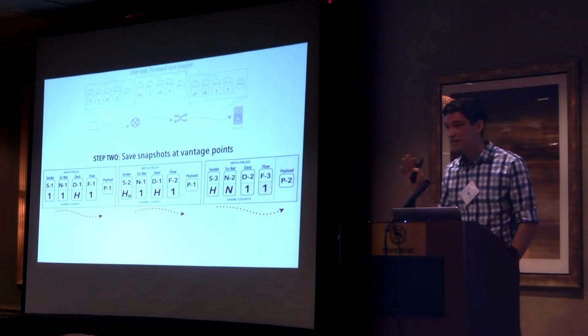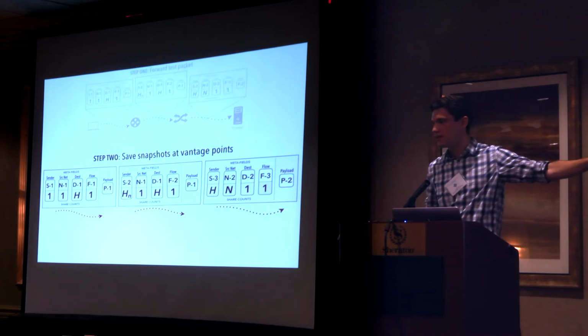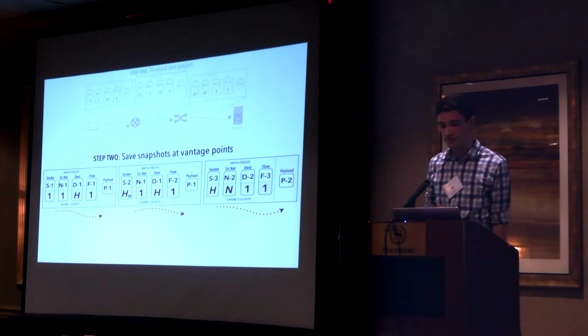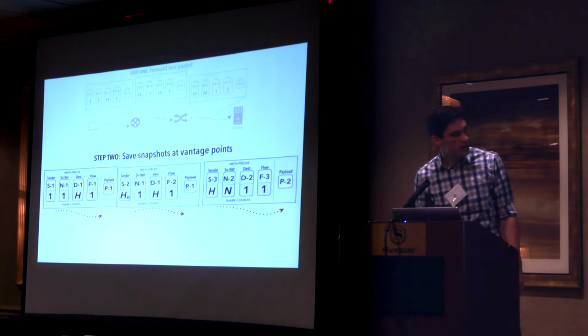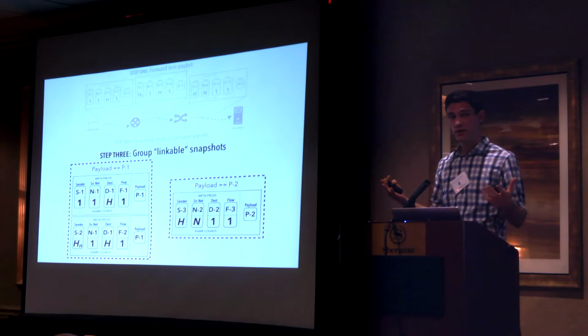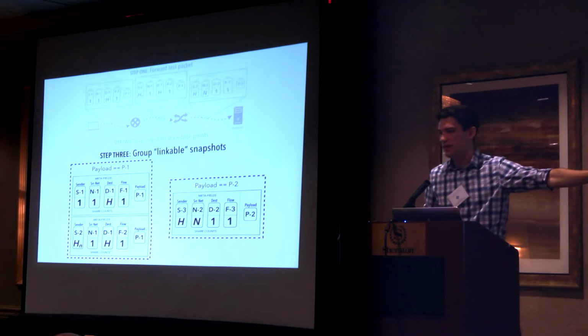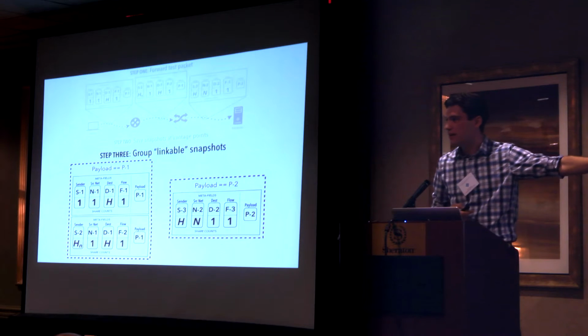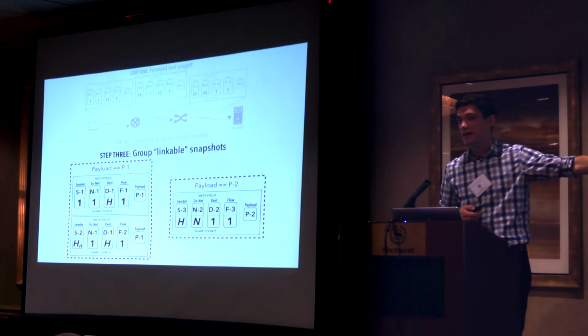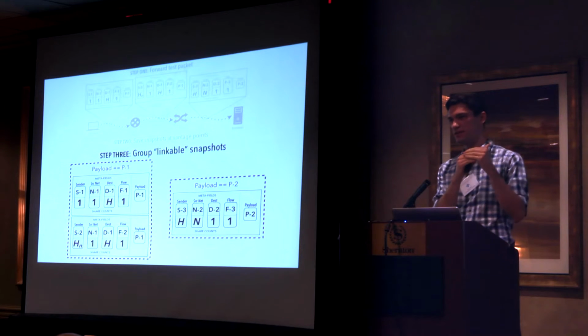Now we're going to save a snapshot of this header state at each vantage point. Remember, each link was a vantage point, so we have a snapshot for each link. Now we group these into what I call linkable snapshots. The first two snapshots have payload version 1, because the NAT didn't touch the payload. So the payload is identical on the first two links, and the adversary can link those together and combine what it learns from both sets of headers.